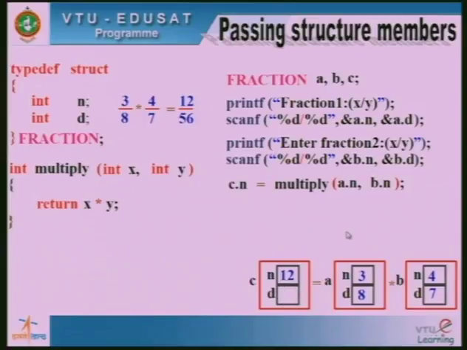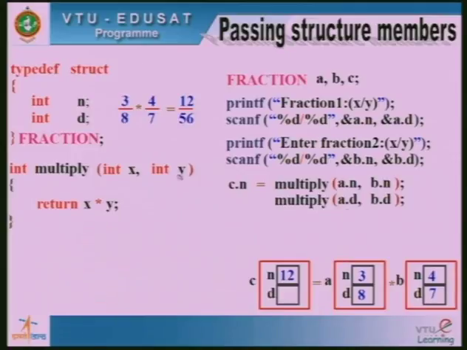Now on similar lines, you should be in a position to tell how you get the result for the denominator. Again, say A dot denominator. What is A dot denominator? 8. What is B dot denominator? 7. So here I write B dot D. We have to multiply 8 and 7. So what is the function used? Multiply. What will happen? This 8 and 7 will be copied here.